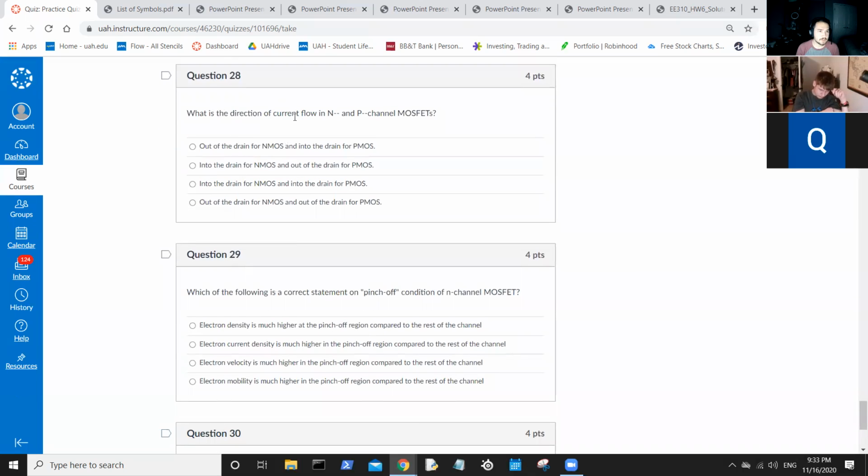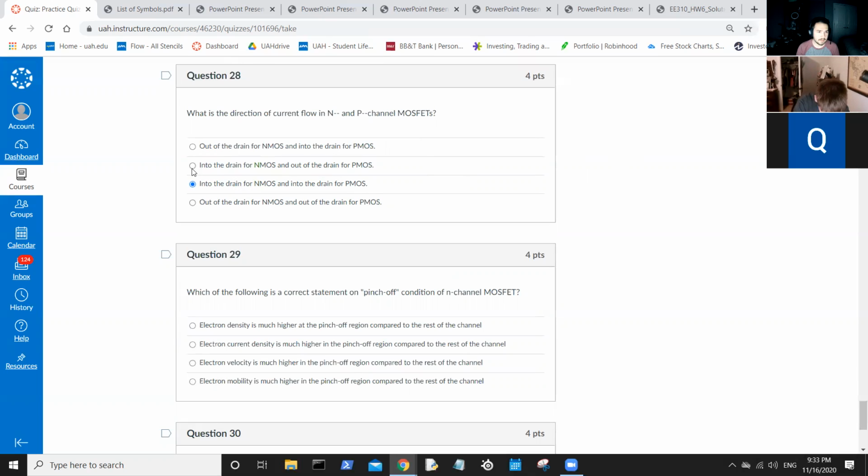Question 28, what is the direction of current flow? So this one is a memorization thing. You just got to be able to recall the answer. And for me, the way I understand to recall this answer is it's into N. That's it. So it's into NMOS and out for PMOS.